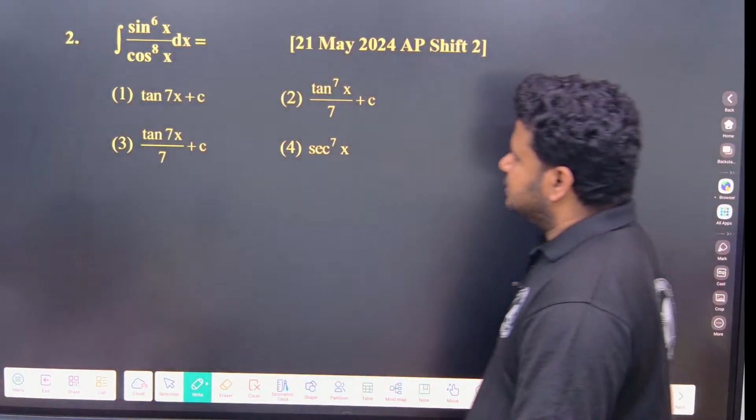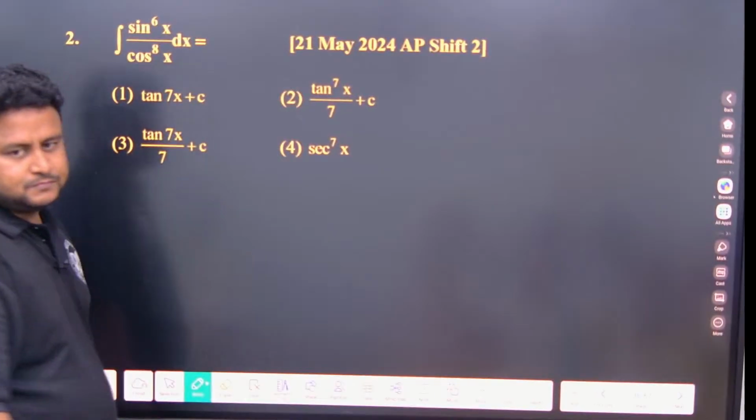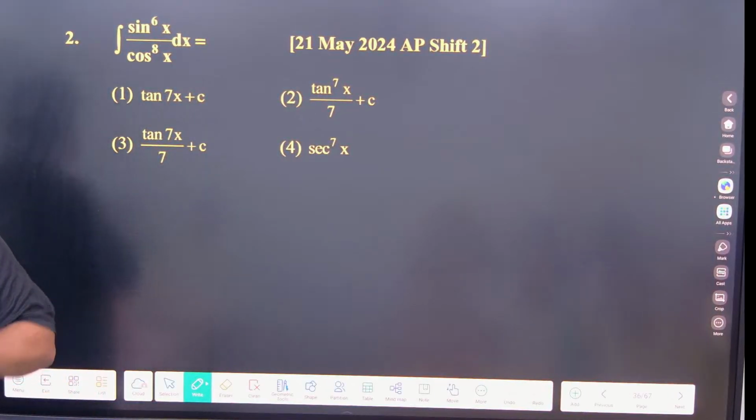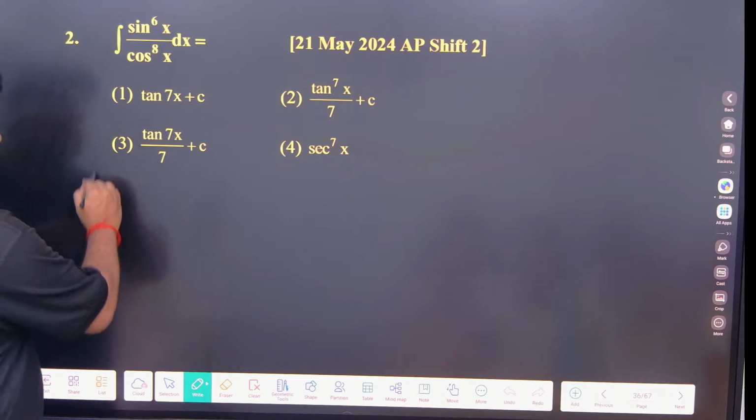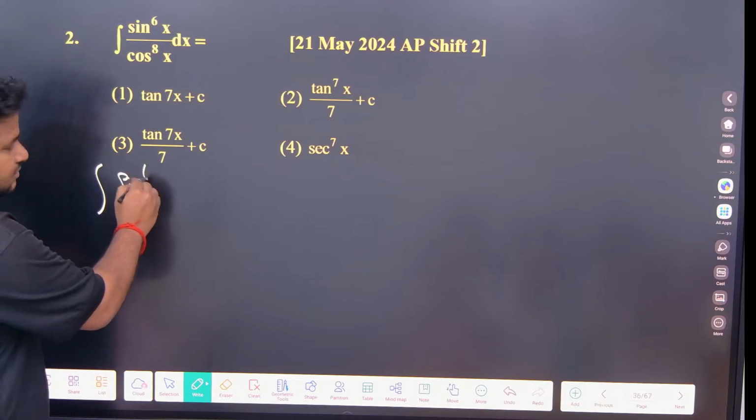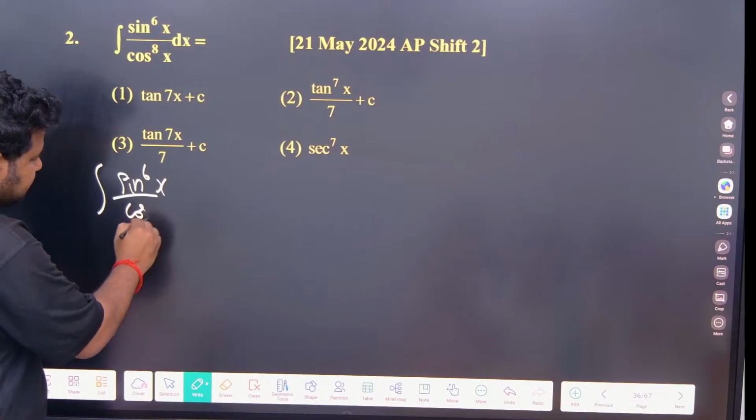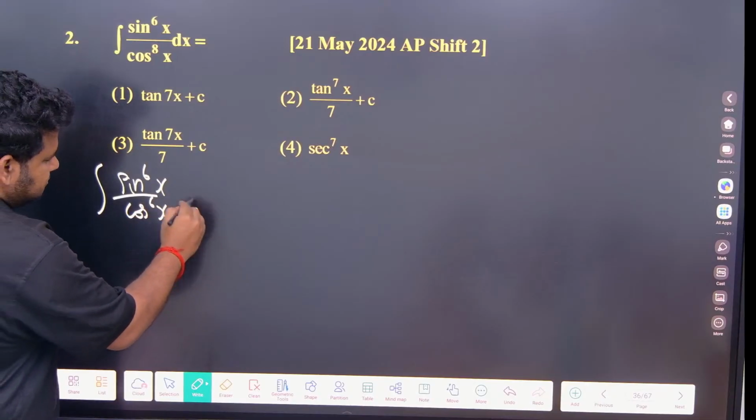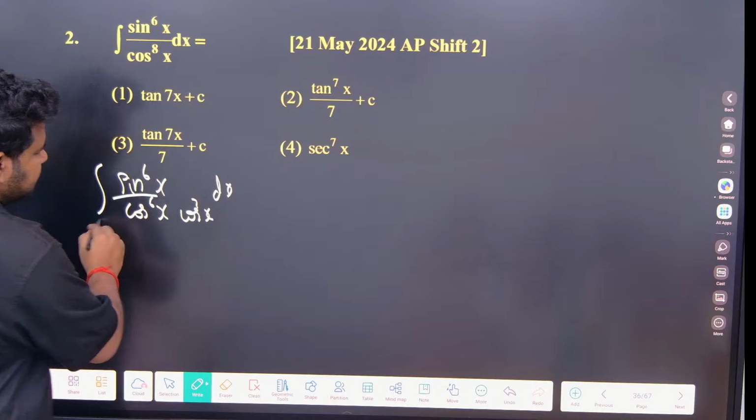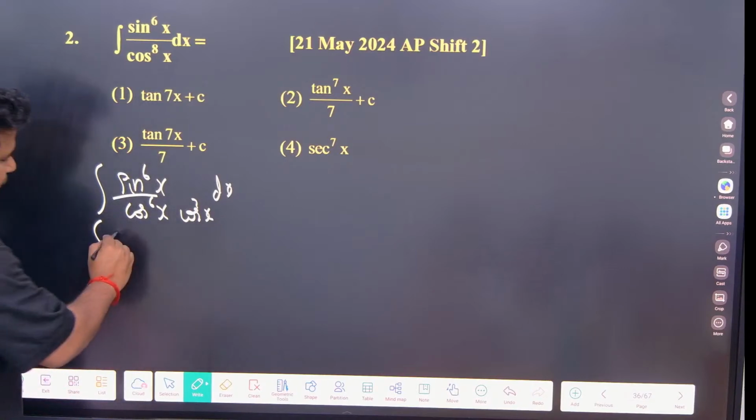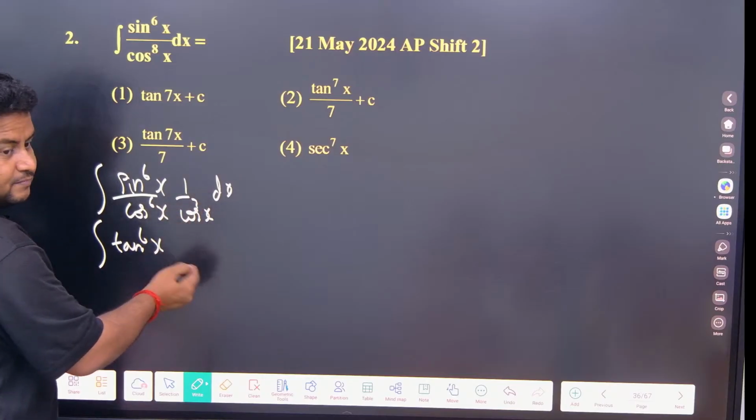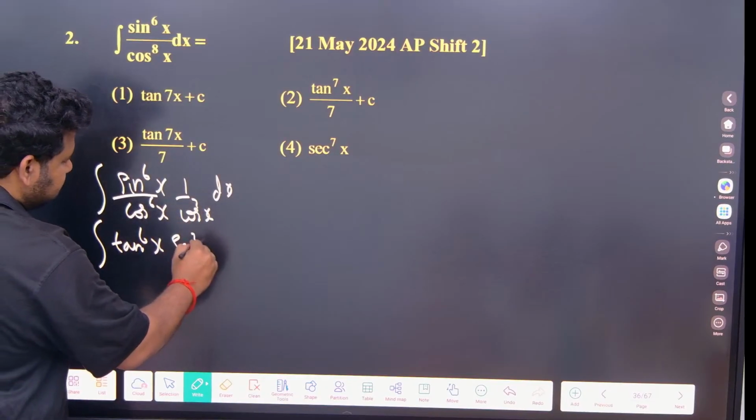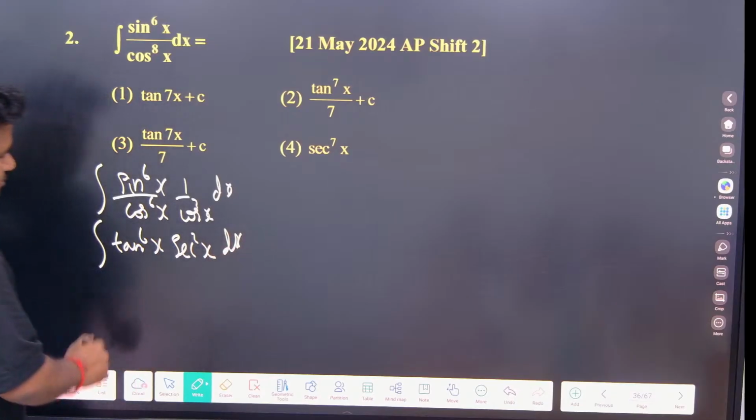Look at this. They have given integral of sin power 6x by cos power 8x dx. All of you try by yourself. What can we do here? I can write this as sin power 6x by cos power 6x into 1 by cos square x dx. Sin power 6x by cos power 6x is tan power 6x, and 1 by cos square is secant square x dx.